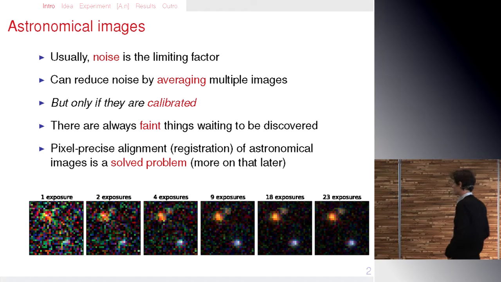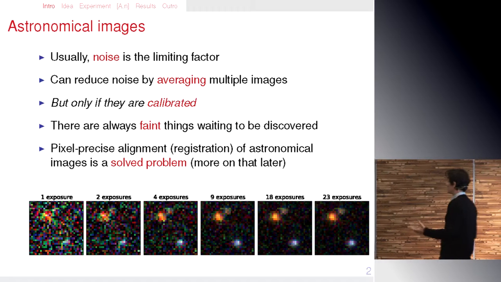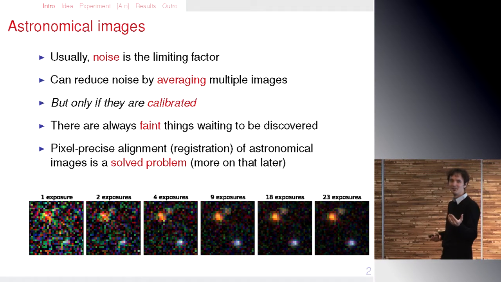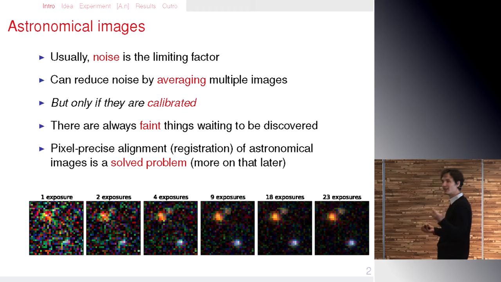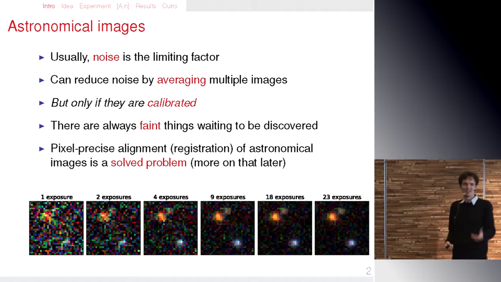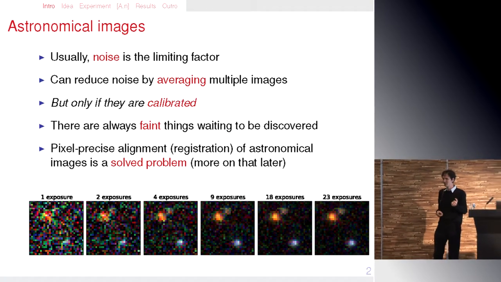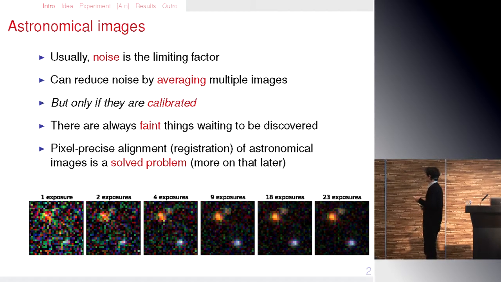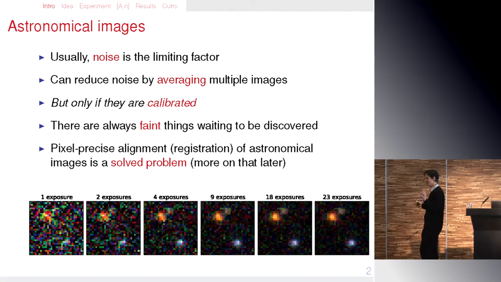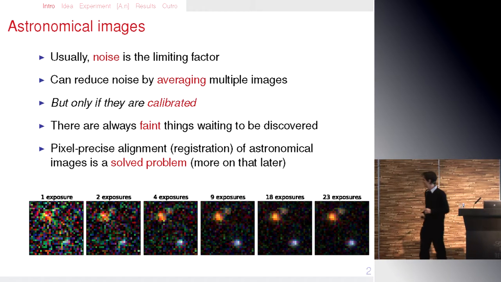OK, so if we had these beautiful, well-calibrated linear images, we could reduce the noise by averaging together multiple images. And that would expose more objects. That would give us more reach in our science. But that really only works if they're calibrated in the sense that they're measuring the same thing, or they're scaled in the same units. And we're going to look at a situation where that's not the case here.